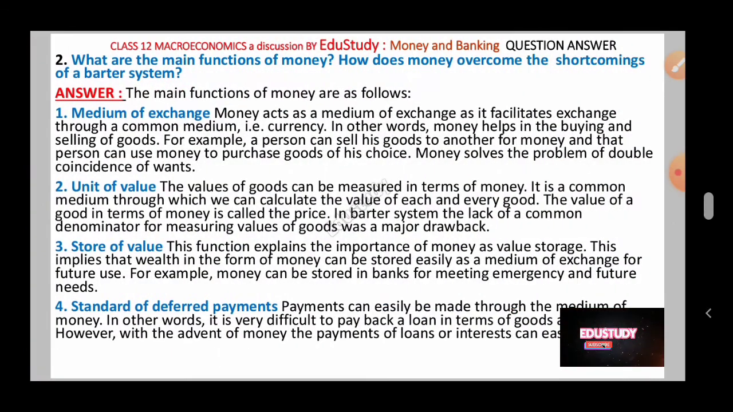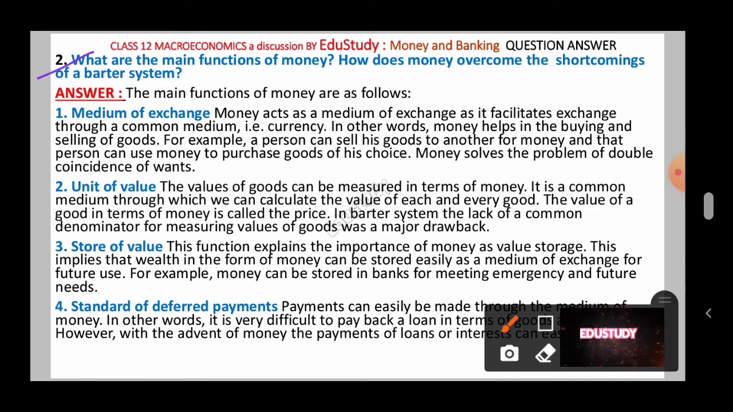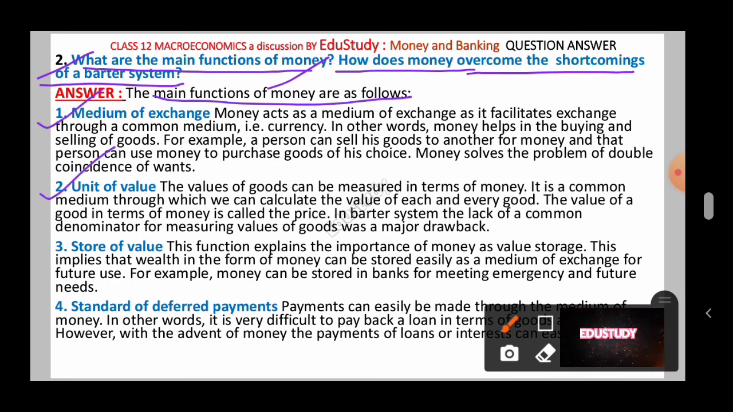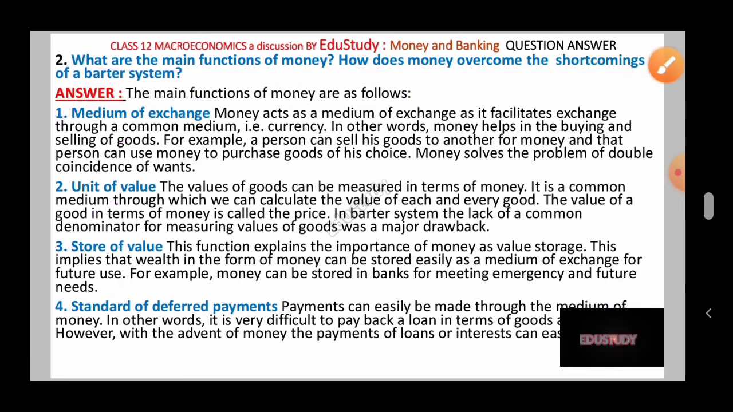So I hope you have understood this, and we are going to second question here. What are the main functions of money? How does money overcome the shortcomings of a barter system? So this is also a very important question here. The main functions of money are as follows. First one is the medium of exchange, second one is the unit of value, third one is the store of value, fourth one is the standard of deferred payments, and these four are the very important functions of money.